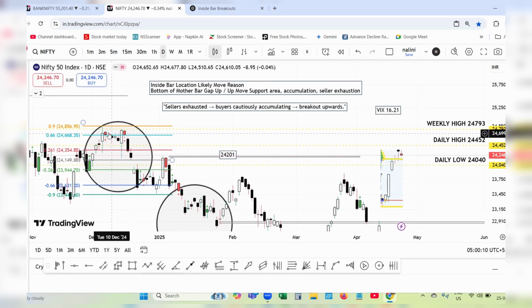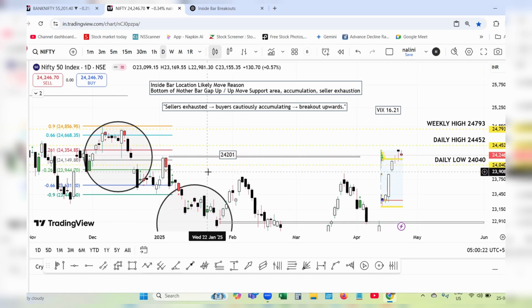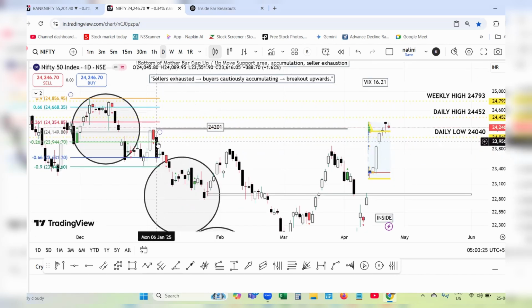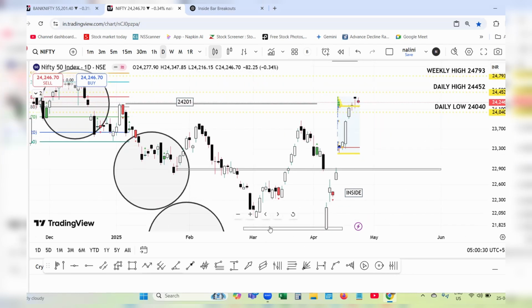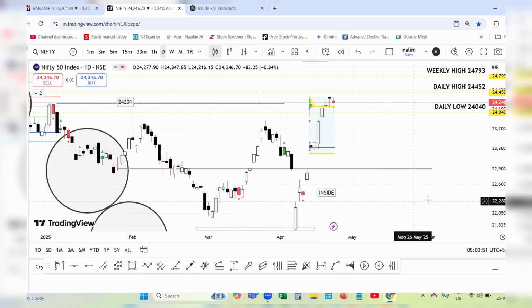Here, you can see an inside bar closing at the bottom and formed at the bottom of the mother bar. That's why you were able to see the market gapping up, not the same day, but the next day. Even here, in this instance, an inside bar formed at the bottom of the mother bar and you saw a huge gap up in the market. Same thing, today we can expect a gap up to the upside.